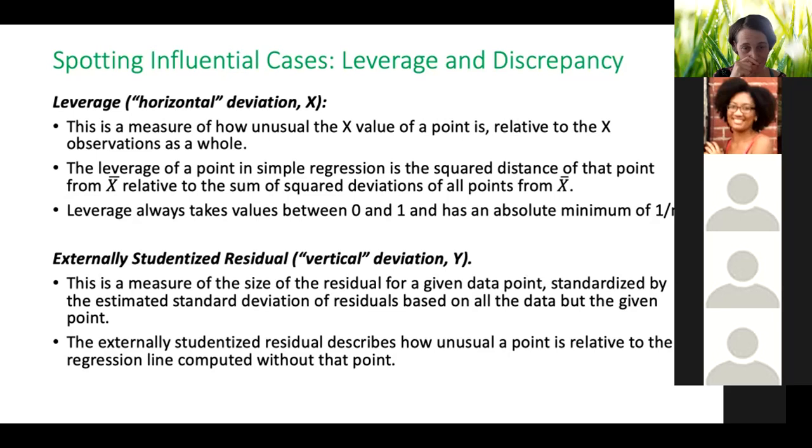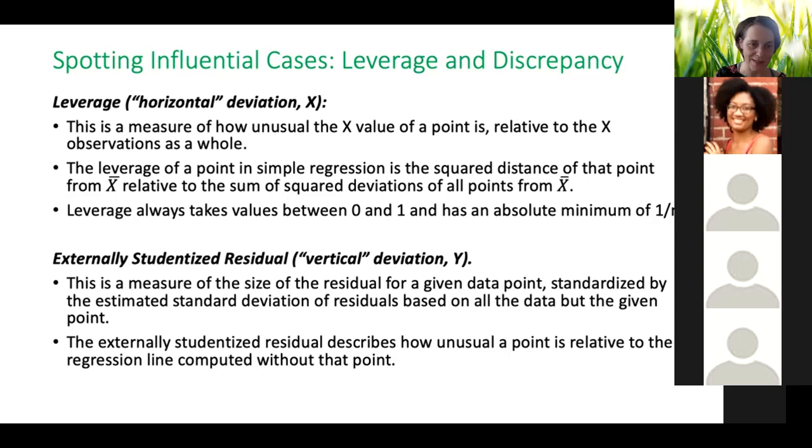Because it's the denominator, right? So then the entire term will be larger. And so the studentized residual describes how unusual a point is relative to the regression line computed without that point. So how unusual is the point relative to the regression line that is computed without that very point?